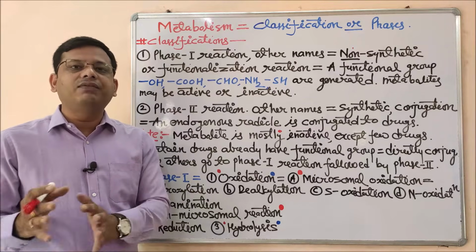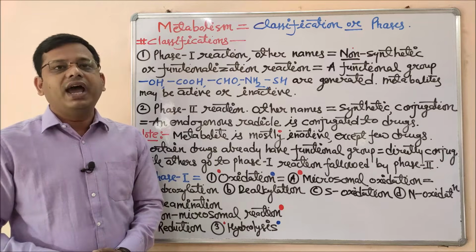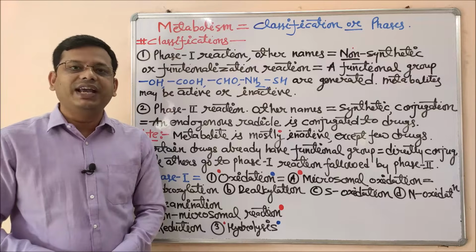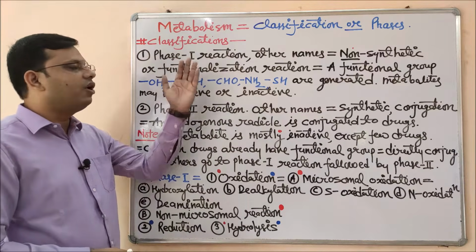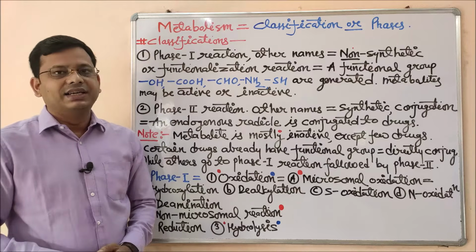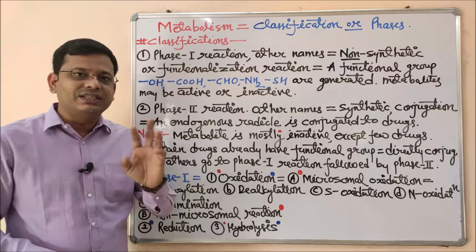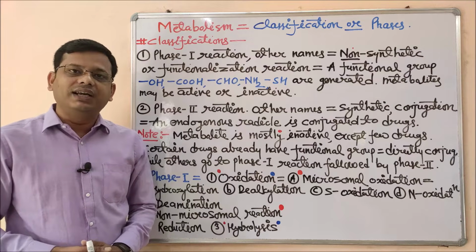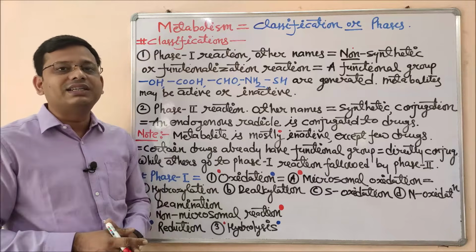But what are the phase 1 and phase 2 reactions that I have used in this definition or clarification? So that we may understand the basic concept, we should know about the phase 1 as well as phase 2 reactions. This video will help you understand this concept. So there is a classification of metabolism into two main classes: the phase 1 reaction and the phase 2 reaction. But this is not as important as their other names. Phase 1 reaction has other names too, like synonyms, and phase 2 reaction also has other names. So what are these other names?